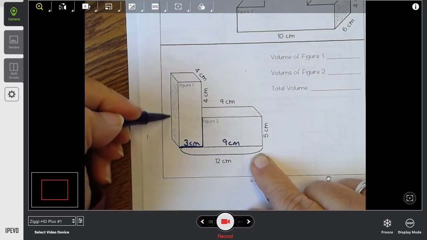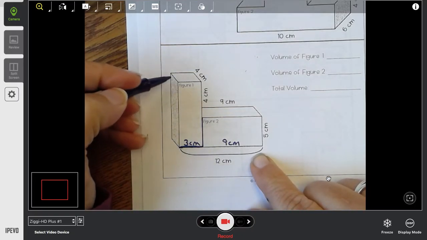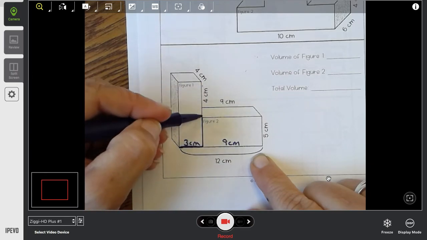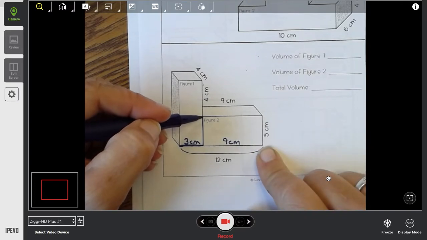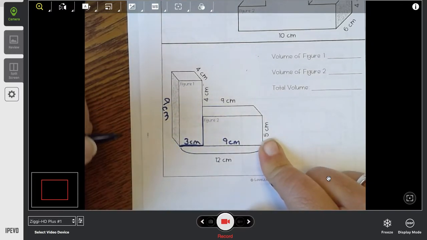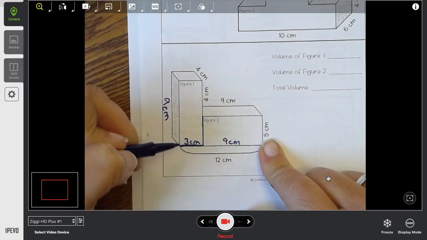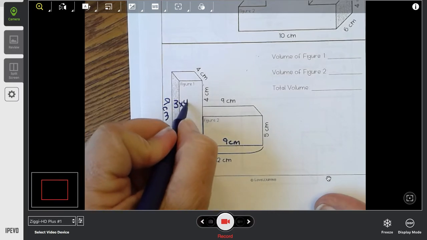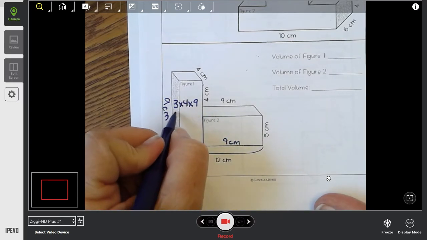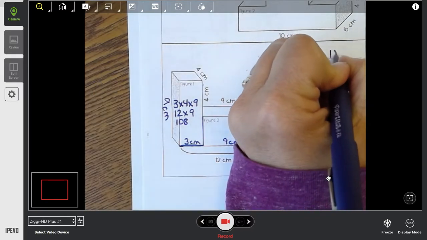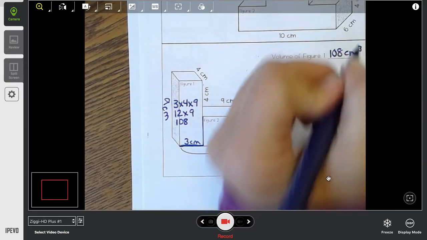Then my height on this side, I don't have a height neither here or here, but I do know this is 4 and this is 5. So 4 and 5 together would make 9 centimeters for my height. And then the length is 3, the width is 4. So I have 3 by 4 by 9. That's 12 by 9, which is 108 cubic centimeters.